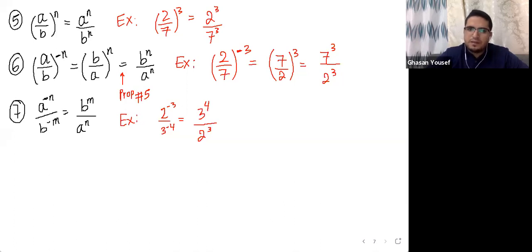Okay, we're done with these properties. Any questions? All of them clear? No questions. Okay, let's give examples, general examples. No questions. Okay, perfect.